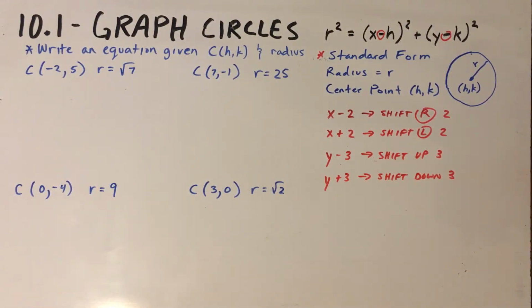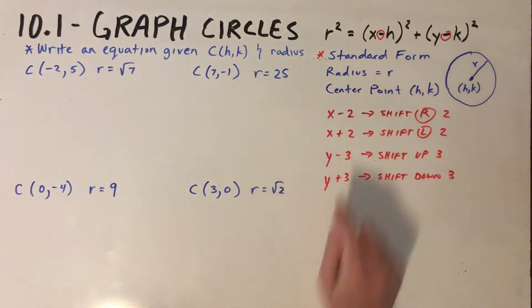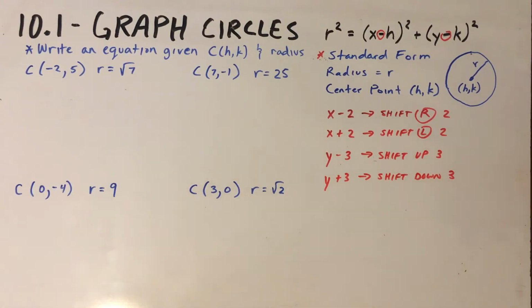We're in 10.1 again, and this time, instead of graphing, we want to figure out how to write the equation of a circle given the center point and the radius. So I've got 4 separate problems up here, and we're trying to put this information into this equation into standard form. Well, this is literally just a plug-in, right?